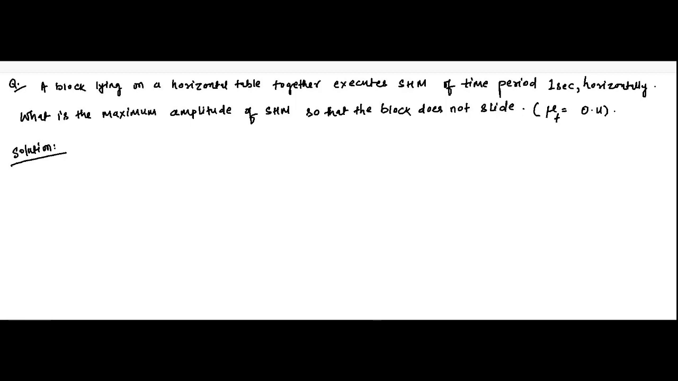So the situation is something like this. We have a table, and on that we have a block lying on the table, and this whole arrangement undergoes simple harmonic motion. Let this be the equilibrium position, like this.